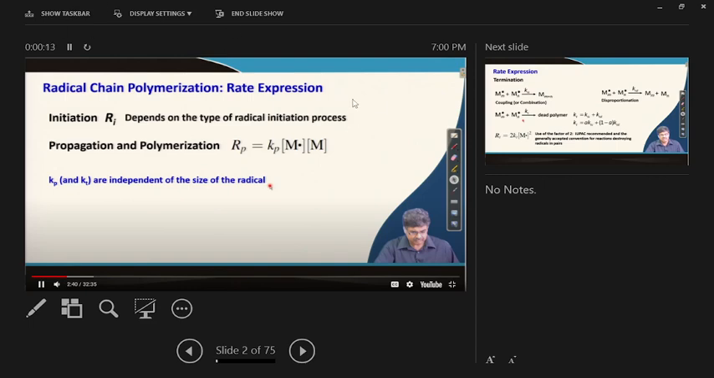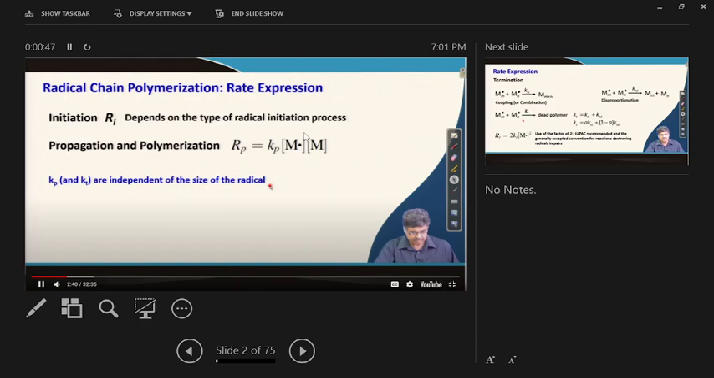Polymerization with radical is called radical chain polymerization. In the first step we are making radicals, and these radicals are responsible for further propagation of the chain. How many radicals there are will determine the rate of reaction. If more radicals are there, the rate of reaction will be high.